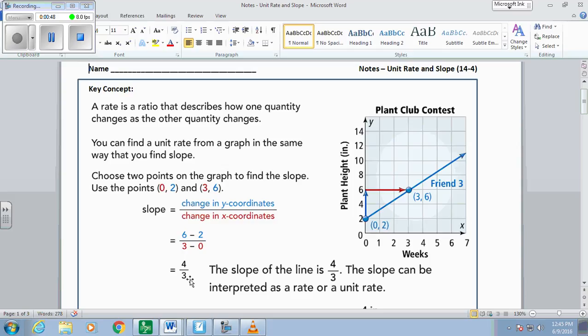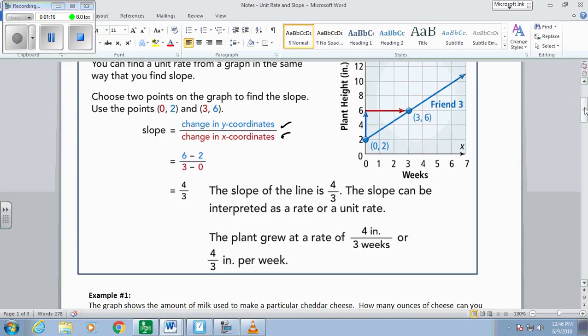Unfortunately, it's not in your paper, but they're showing you that the points in red are your x-coordinates, so they're going to go in the denominator, and they're showing you that your y-coordinates are in blue, so they would go in the numerator. They chose 6 the first time, so that meant that they would choose 3 for the first time for the x. They get 4/3 is the slope of the line, and that the slope can be interpreted as either a rate or a unit rate.